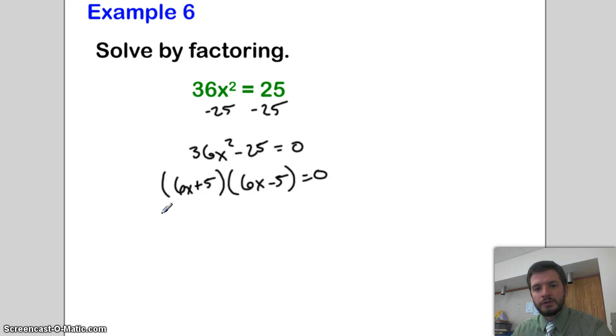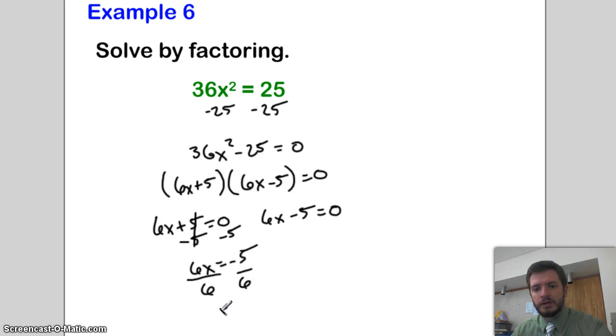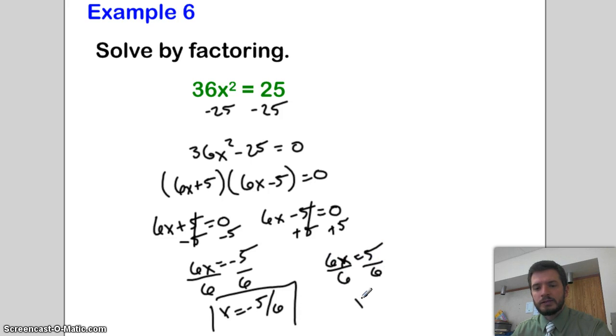So now we'll set each one equal to 0, so it'll be 6x plus 5 equals 0, and 6x minus 5 equals 0. So here subtract 5, 6x equals negative 5, divide by 6, x equals negative 5 over 6. And then do the same thing except add 5, so it'll be 6x equals 5, divide, x equals positive 5 over 6.